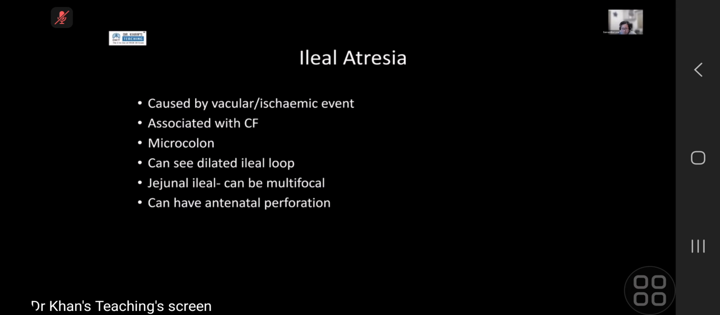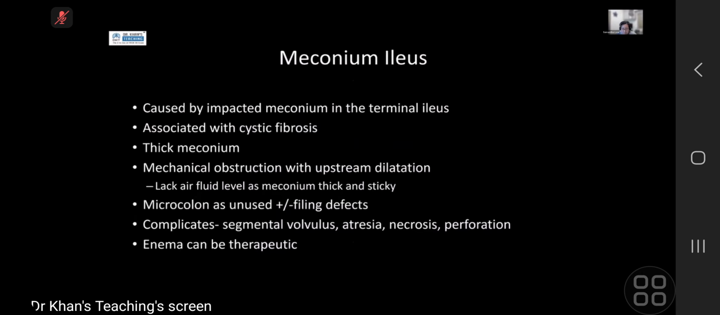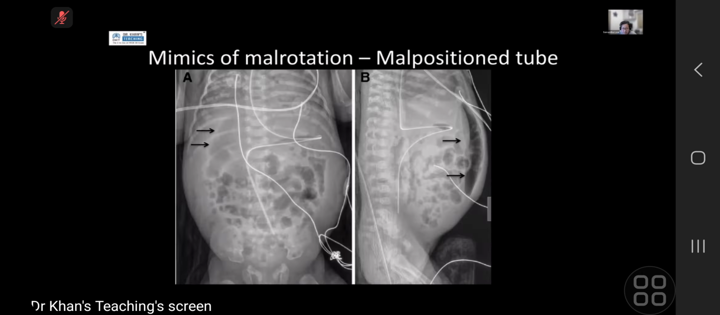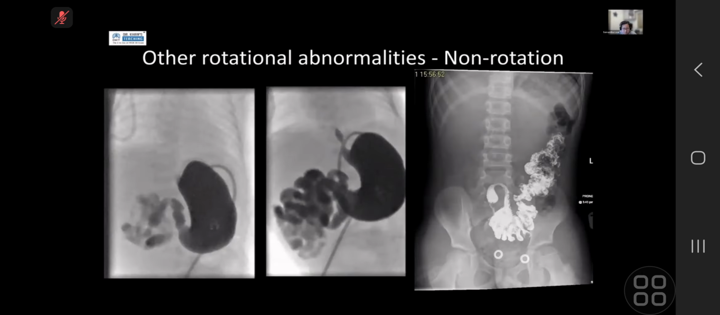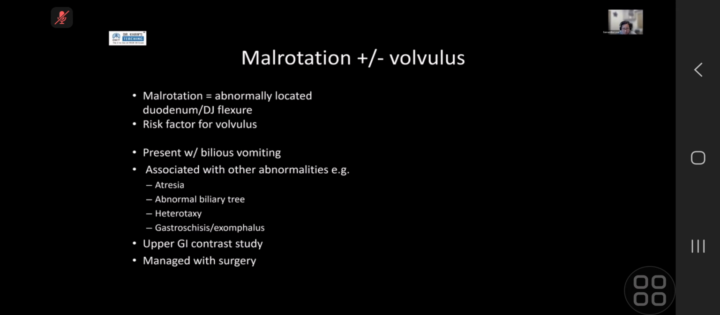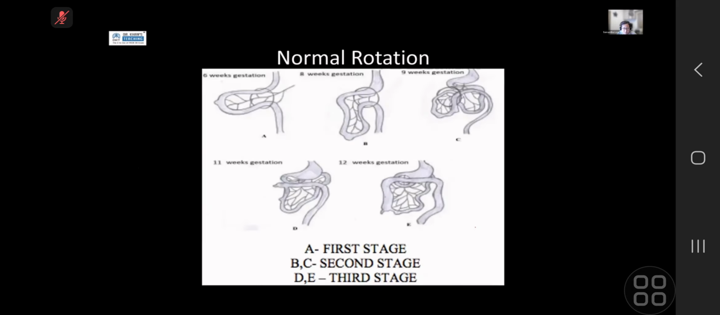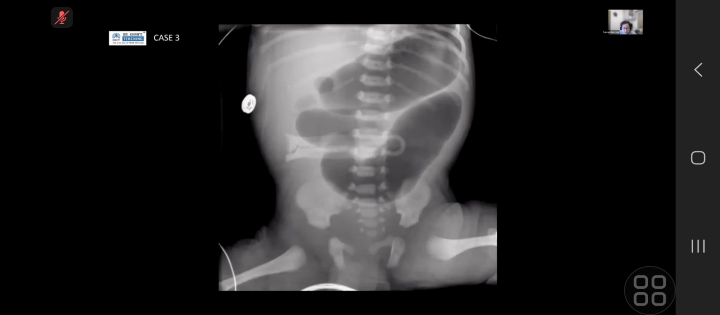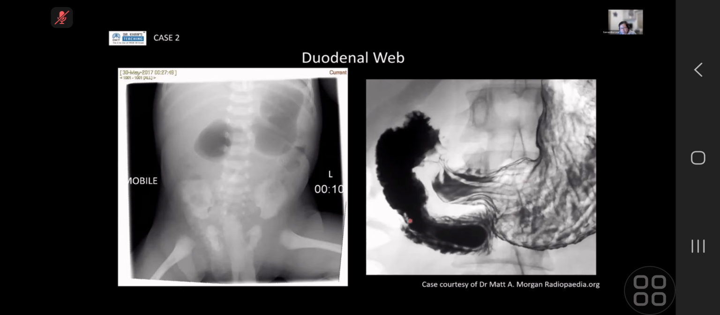Duodenal web, I will show you that windsock appearance. So that's your classic windsock appearance, where you just have a very distended duodenum, and sometimes you can see a little jet of contrast coming through where there's a little pinhole aperture.